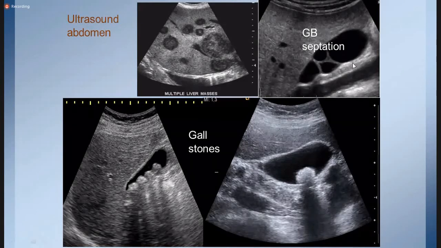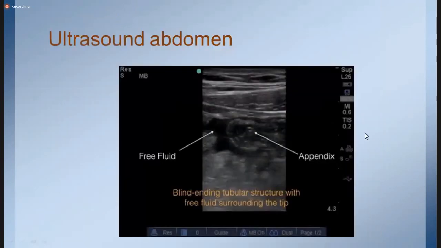And this is another abnormal example, demonstrating gallbladder with multiple septations, representing septated gallbladder. Another example, demonstrating multiple echogenic foci within the lumen of the gallbladder, representing cholelithiasis. Another example of solitary cholelithiasis in the gallbladder. So this is another abnormal example of the appendix. This is a dilated appendix with surrounding free fluid and thickened echogenic mesentery, representing acute appendicitis.